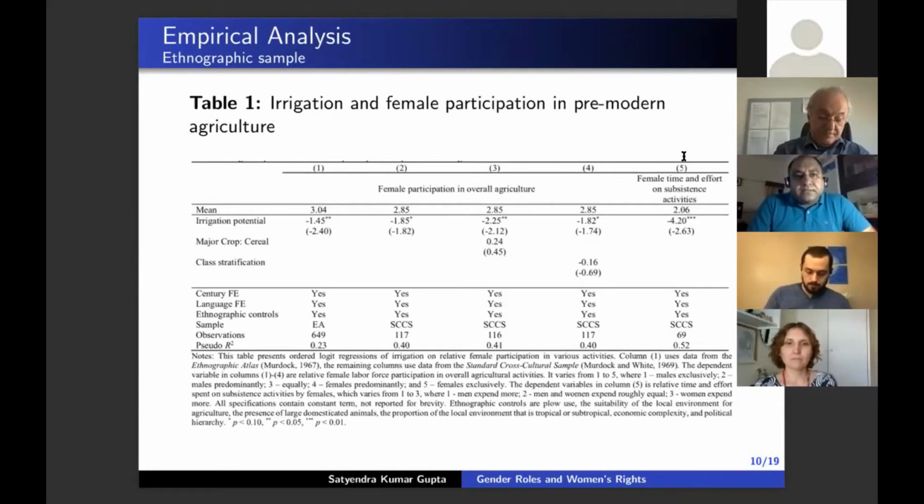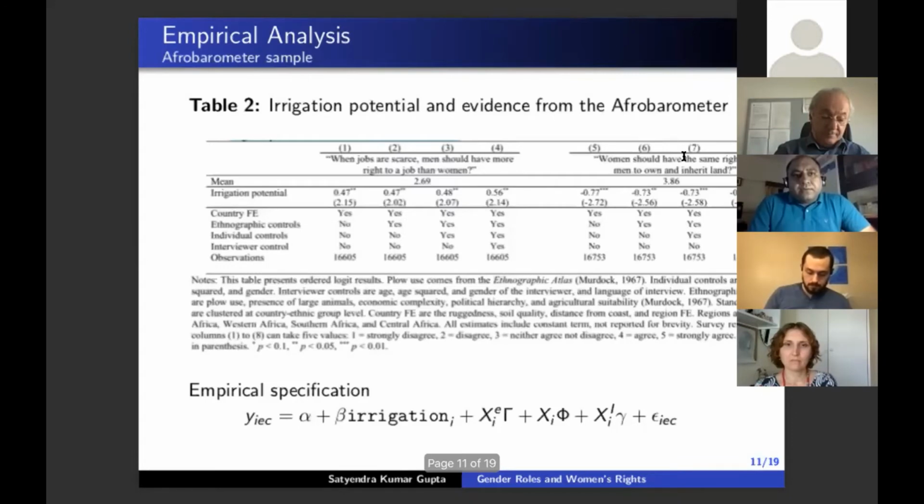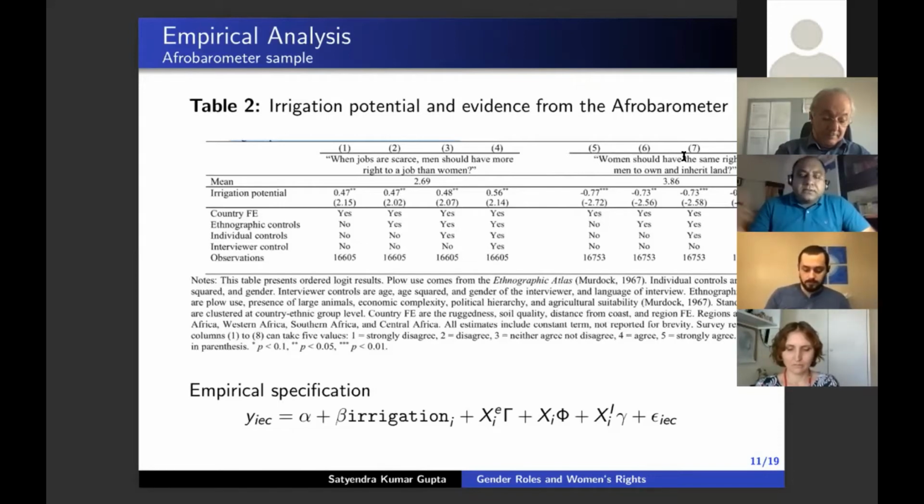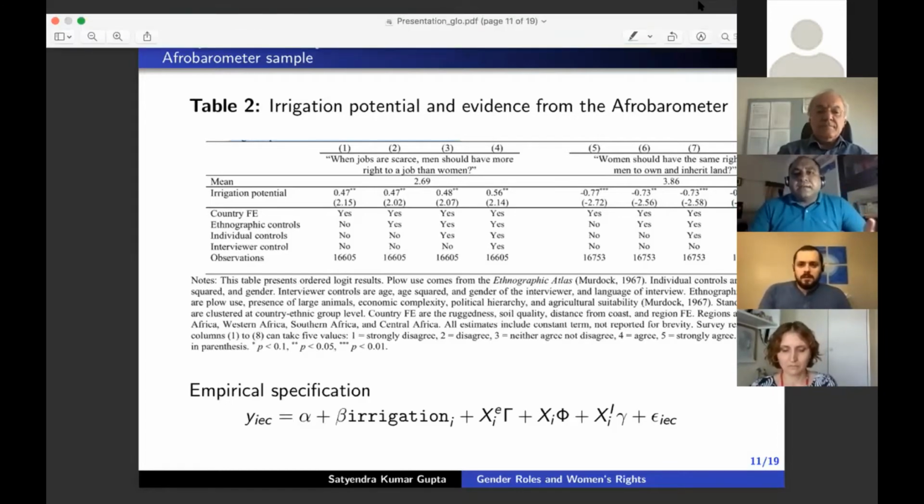The second question, in columns 5 to 8, asks whether women should have the same rights as men to own and inherit land. Basically, it's about property rights. We regress these on the irrigation potential, and in this case the irrigation potential is for the ethnic group where they were living historically. As we can again see in the first 4 columns, the relationship is positive and significant. That indicates that individuals who come from societies where the irrigation potential is high think that men should have more right to jobs. Columns 5 to 8 indicate that these individuals think that women should have lesser property rights. We have controlled for region and ethnicity for standard errors. Those things are written in the paper as well.